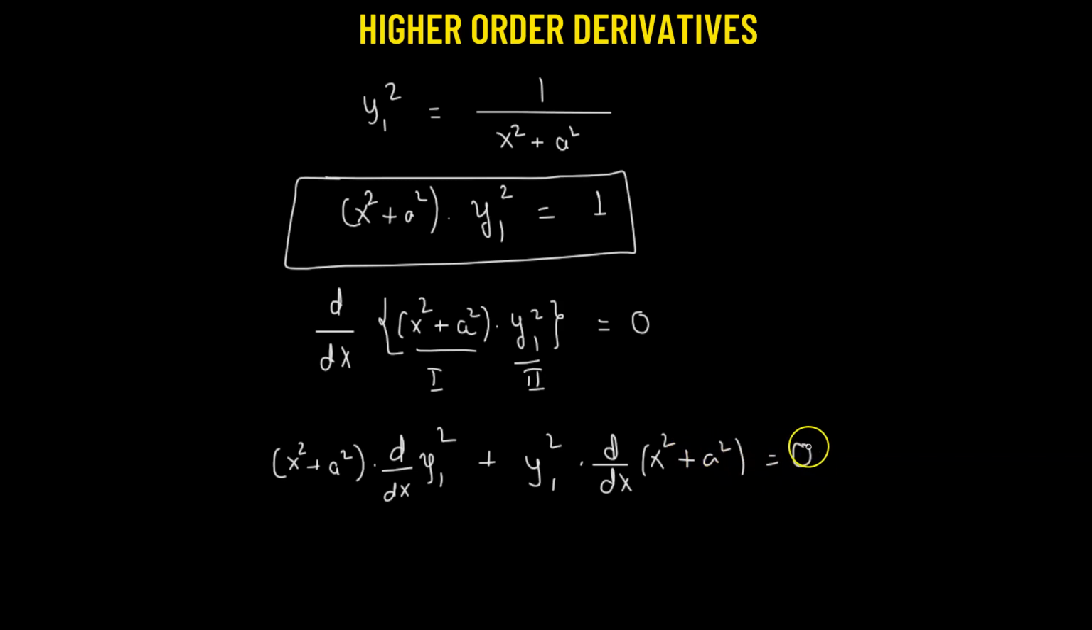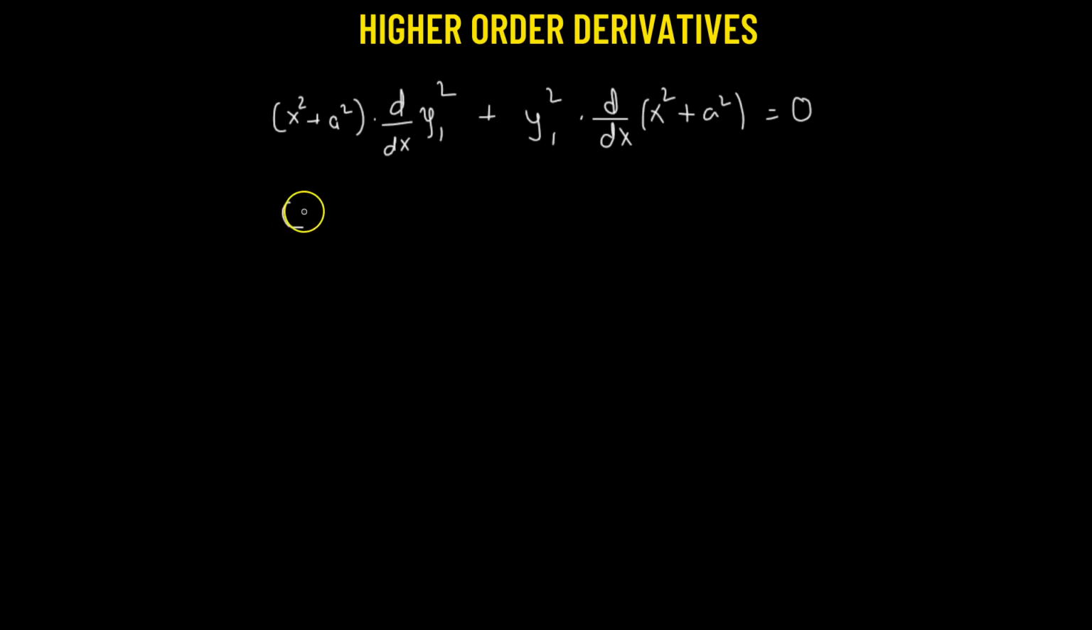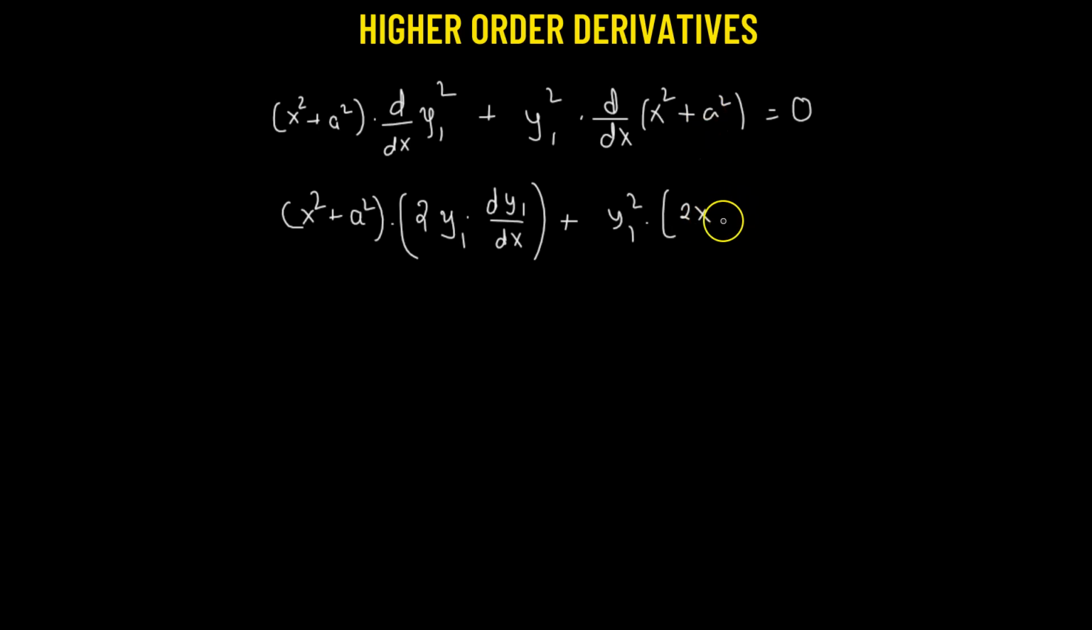So we have x squared plus a squared multiplied by the derivative of y1 squared with respect to x. That's simply 2 times y1 times the derivative of y1 with respect to x. We'll have to use the chain rule here, plus y1 squared multiplied by the derivative of x squared, which is 2x, and the derivative of a squared, a being a constant, is 0. Let's further simplify it. So we have 2 times y1, and here we have dy1 over dx. So this is the second derivative.